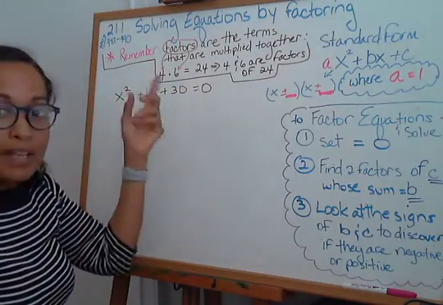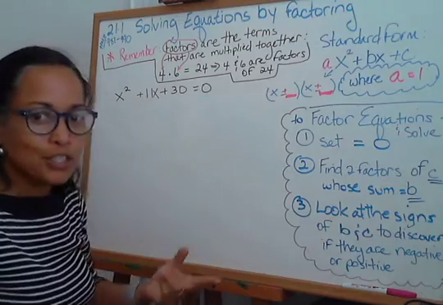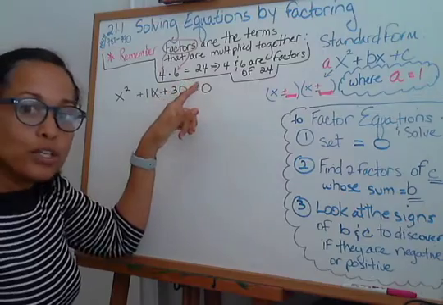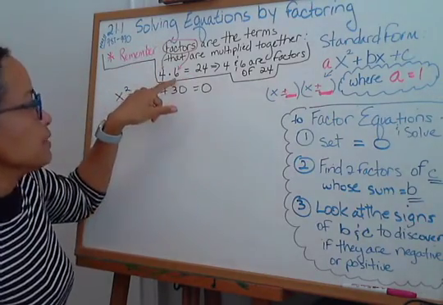And reminder, factors basically are the two things you multiply together. Any multiplication, and the answer you get is called the product. So if I have 4 times 6 equals 24, my product is 24, but my factors are 4 and 6.